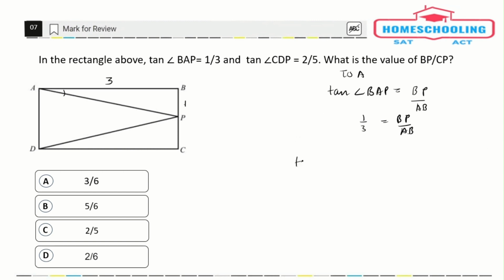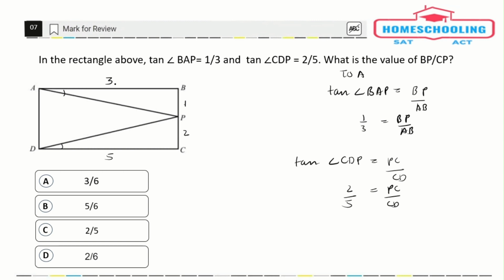Similarly, tan angle CDP. So TOA, that means opposite. Opposite is PC by adjacent, that is CD. So PC by CD, in the question it is given 2 by 5. So PC is 2 and this is 5.